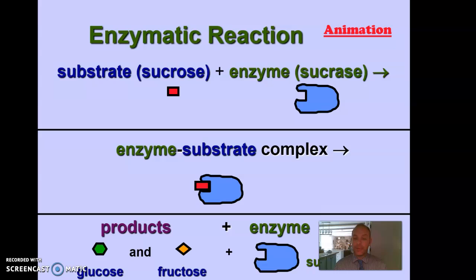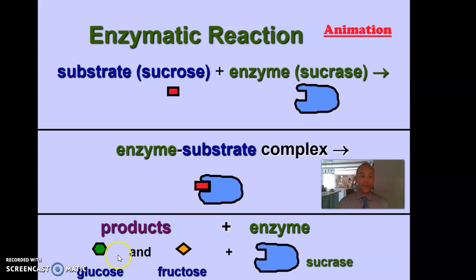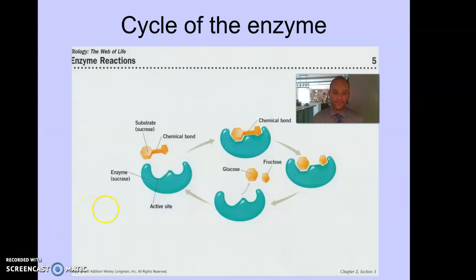Here are your products. Move myself out of the way for you there. The products are glucose, which everyone knows is C6H12O6. Everyone should know that. And fructose, which is another sugar, plus sucrase. That's what we got going on. That's an enzymatic reaction. So here's the cycle of the enzyme.